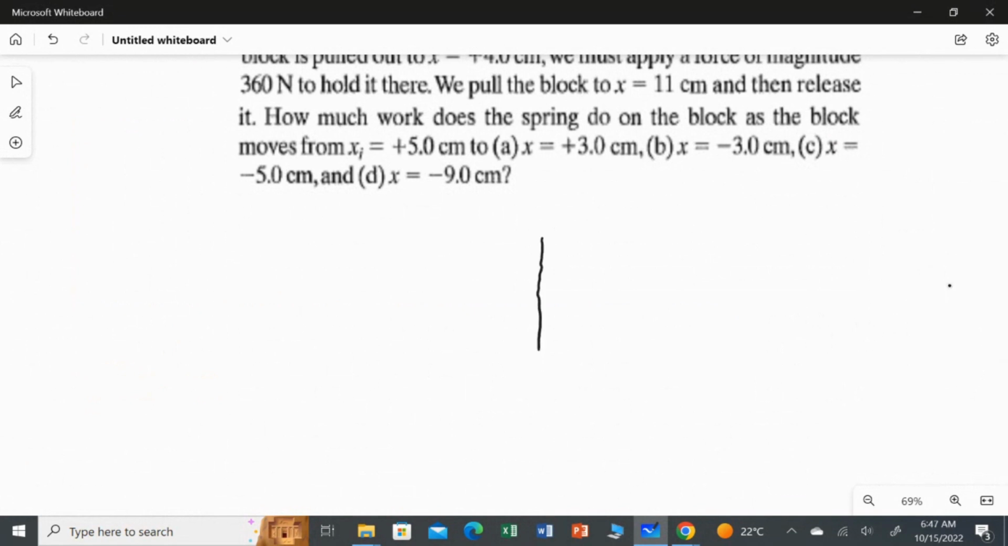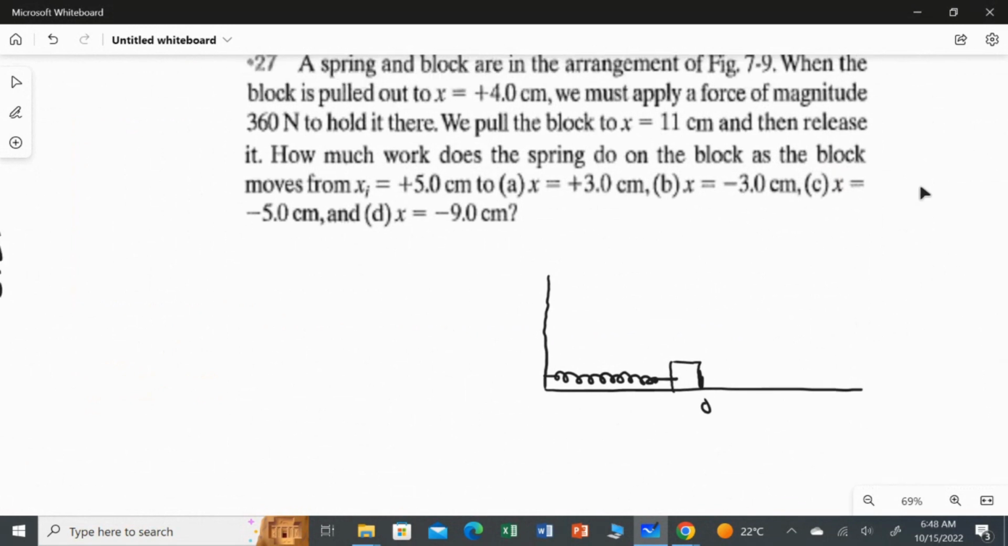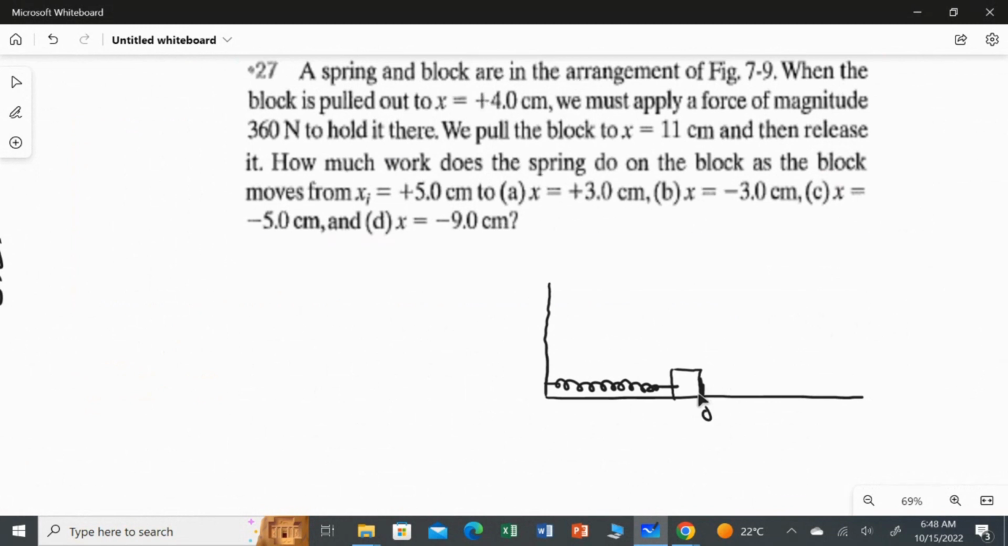Here, if you have a horizontal frictionless floor, and here we have a block which is exactly kept at 0, and we attach one end of the spring to the wall and we attach the other end to the block. Now this is the diagram. So what is given in the question? A spring and the block. So here the block is this one. Better I can shade the block. So here this is our block, and the block is attached with the spring.